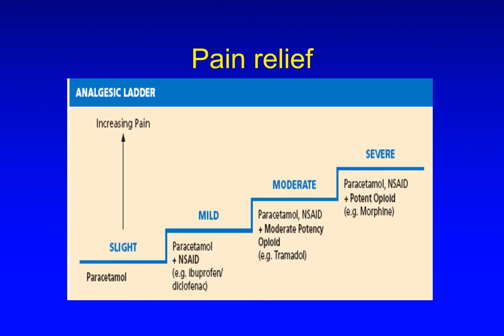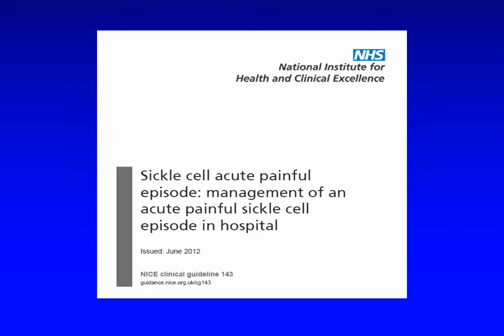This explains the analgesic ladder, which we go from paracetamol and brufen, as I said, and then moderate pain relief would require more than just a non-steroidal and paracetamol, and we are going to have to give an opioid in order to help control the pain. So sickle cell is an emergency, and this is a nice guidance which gives us some guidance about how to treat acute painful sickle cell episode.